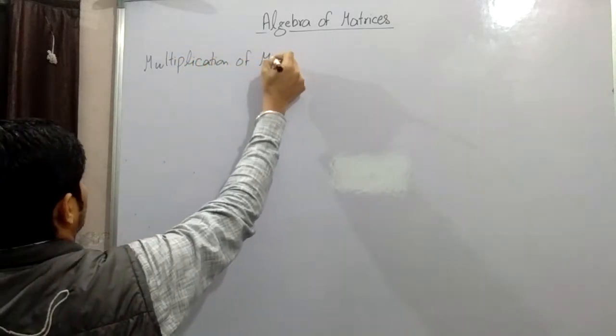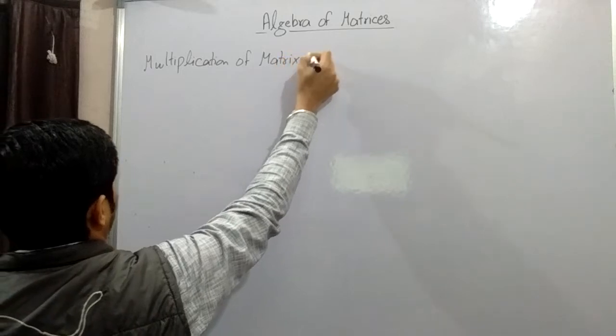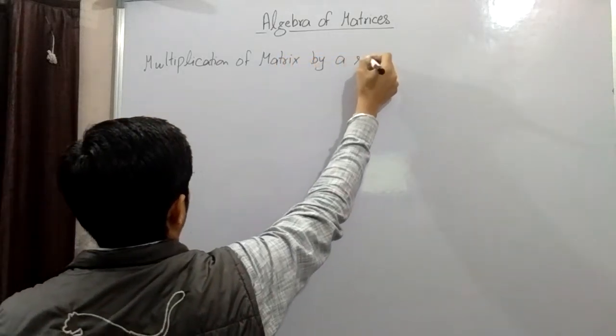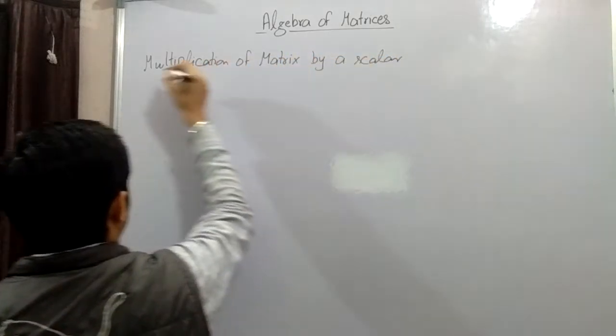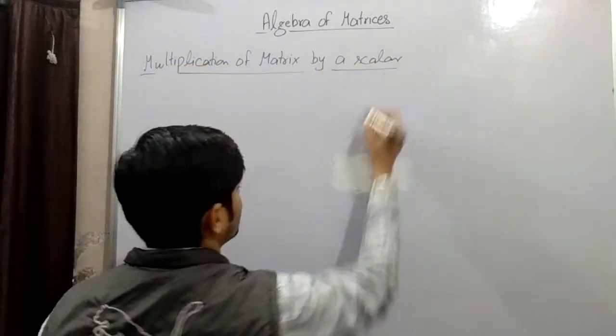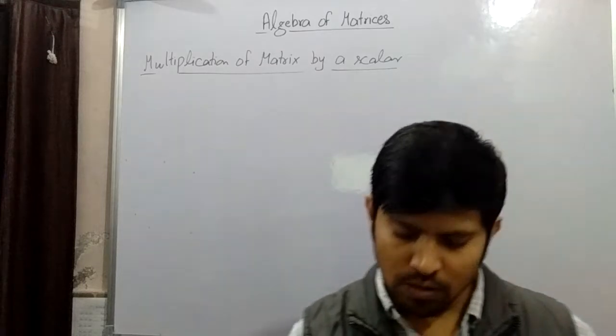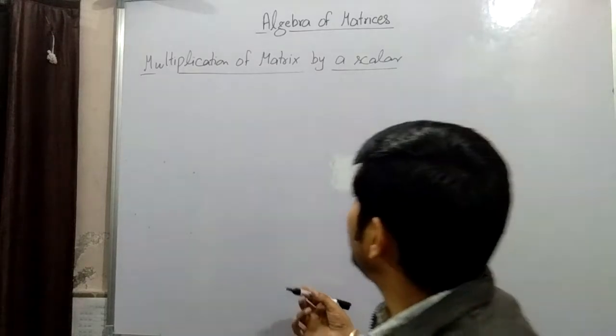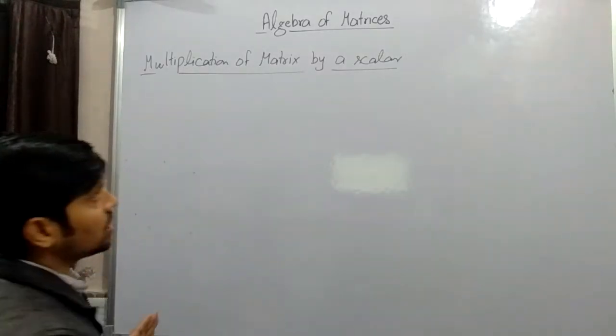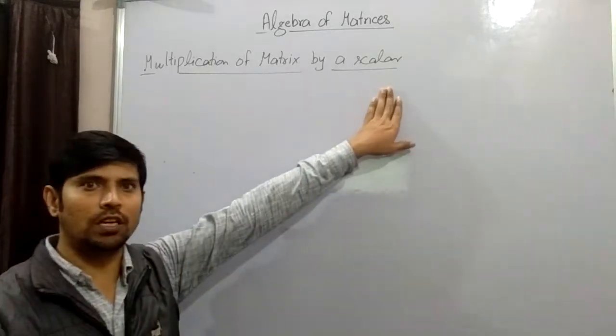Multiplication of a matrix. Scalar. What is a scalar? A scalar means a number like 2, 3, 4, 5, whatever. So you can see here how we can do this multiplication of a matrix by a scalar.